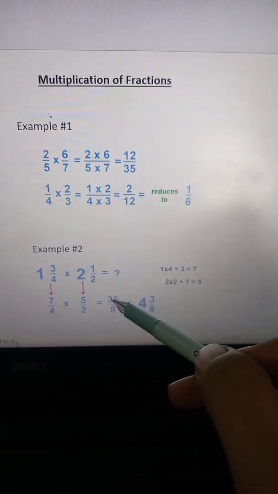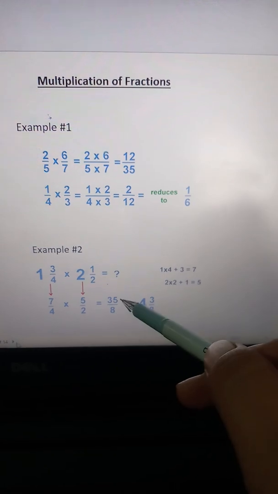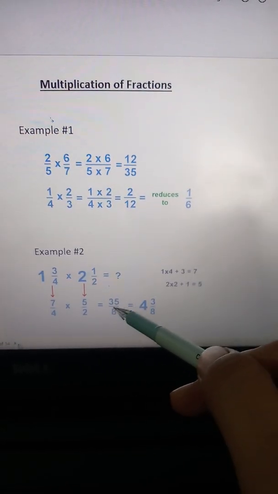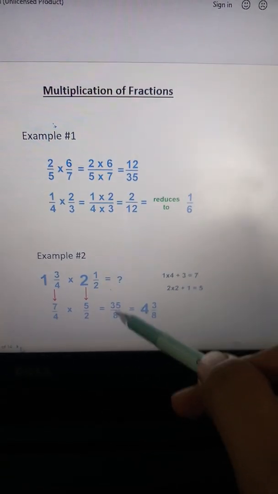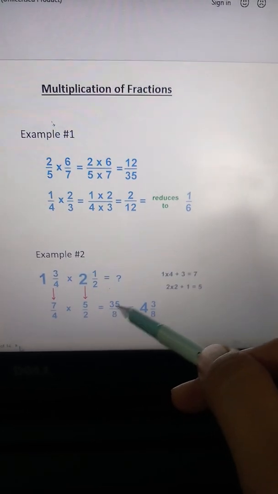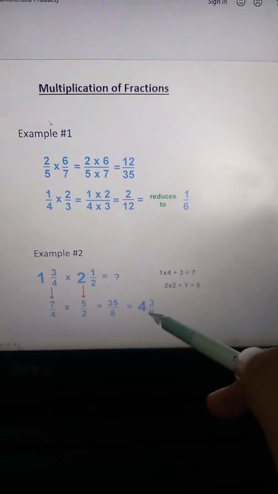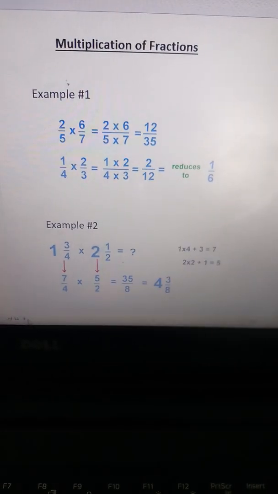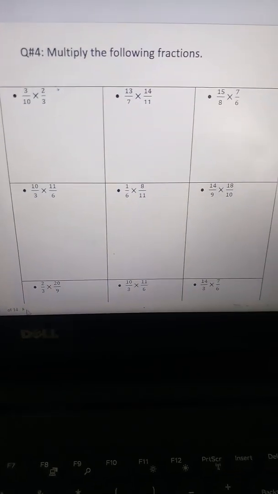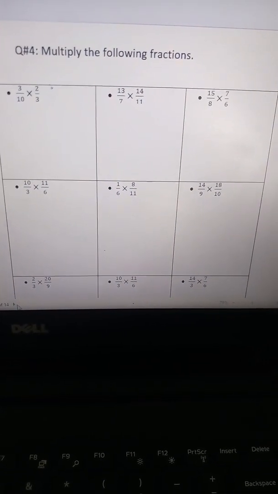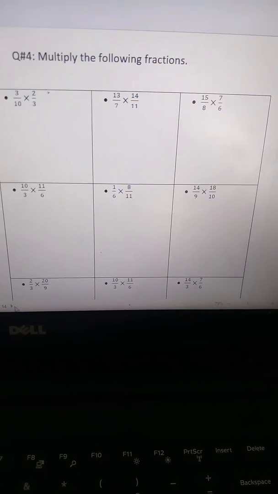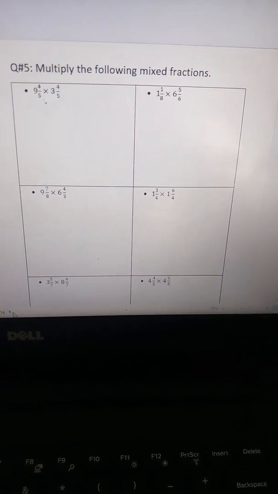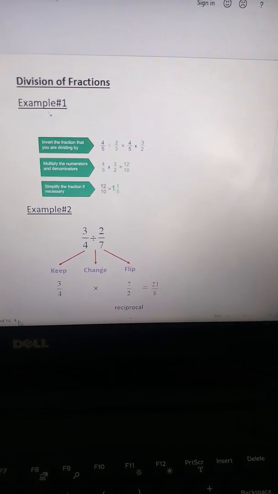Now we can change them into a mixed fraction, because they cannot come in the same table, 8 and 35. So we can divide them and we can give the answer in the lowest form. Now you can solve question number 4 by following the steps given in the example, and question number 5 as well. The next topic is division of fraction.